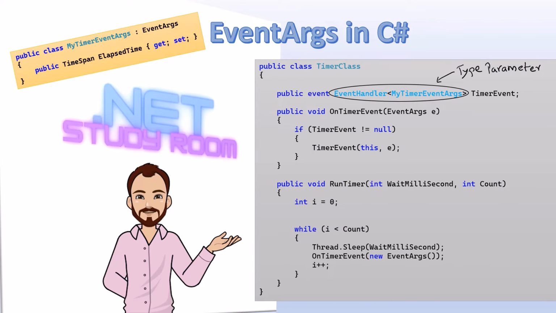First of all, the declaration of event handler delegate is now changed. The delegate type EventHandler now has a type parameter, in angle brackets, of type MyTimerEventArgs. What does this do? Now the event handler TimerEvent represents an event delegate, which can provide the event data of the type MyTimerEventArgs. Next changes in the input parameter of the method OnTimerEvent. It changes from the base class EventArgs to derived class MyTimerEventArgs. This change is obvious.